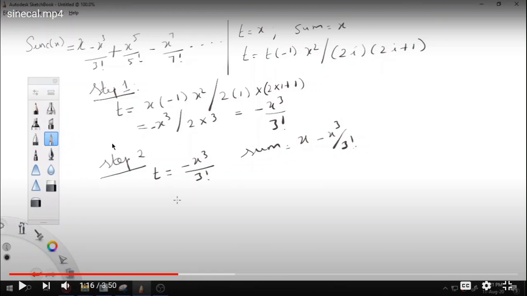How does the second step go? In step 2, the previous step's answer is minus x cube by 3 factorial, so I have taken that over here. Okay, and then what is sum? Initially sum is x, and then second I have found t is equal to minus x cube by 3 factorial. So the formula is sum is equal to sum plus t. So sum is equal to x plus the new t found, which is minus x cube by 3 factorial. So now it becomes x minus x cube by 3 factorial. So we have got this much of the series.